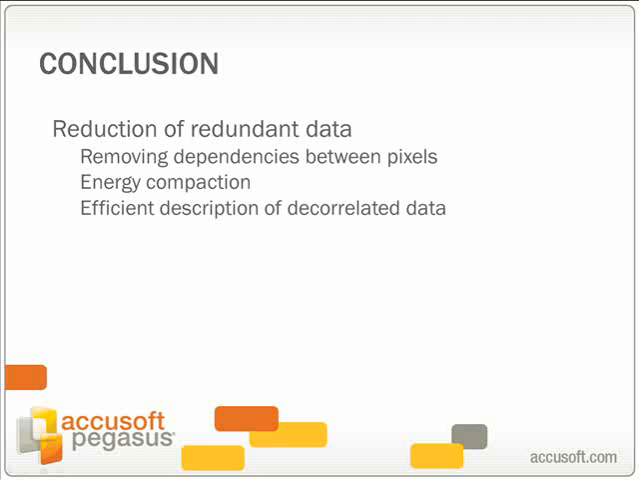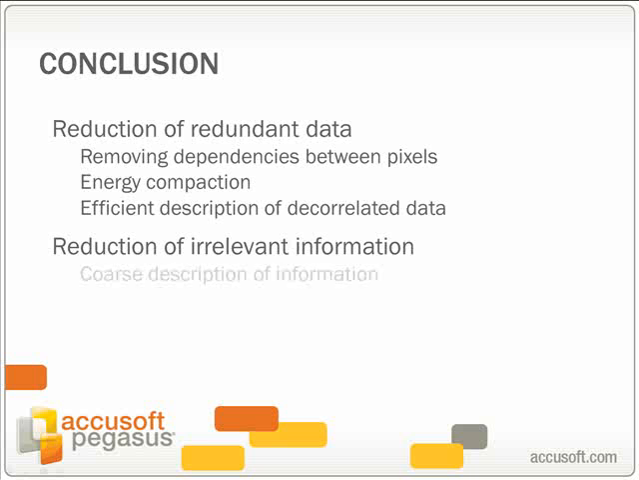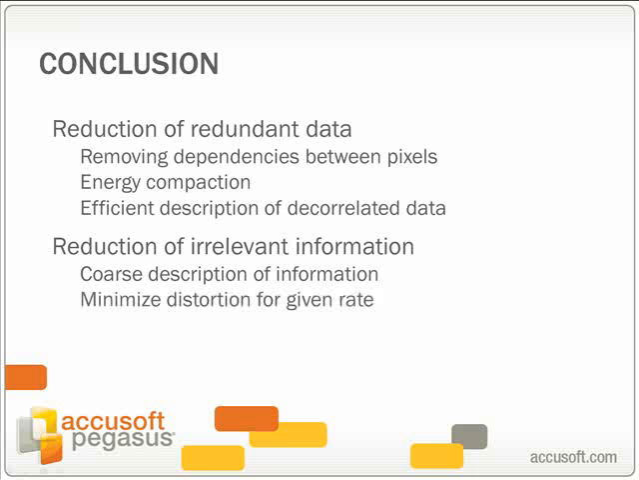For most applications, the roughly 50% compression ratio we can achieve by that for natural images is not enough, and a second step is required. This is the reduction of irrelevant information. That means the information shall only be described as accurately as necessary. The distortion shall be kept to a minimum for a given rate. Thereby, it is wise to consider visual perception, for example to encode chrominance with less accuracy than luminance.